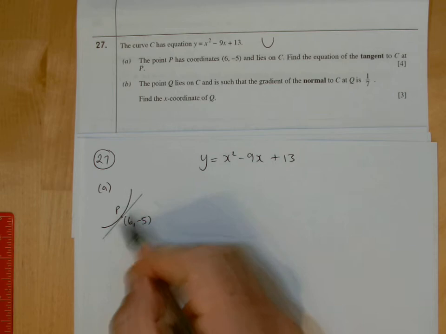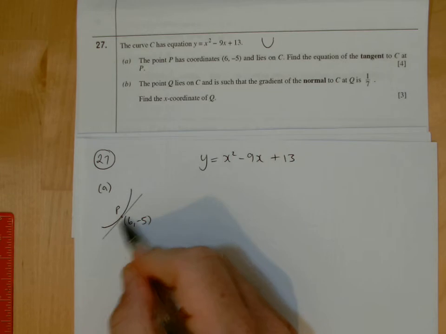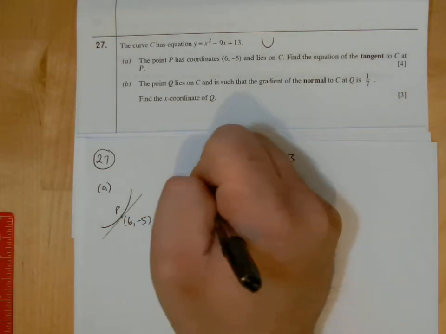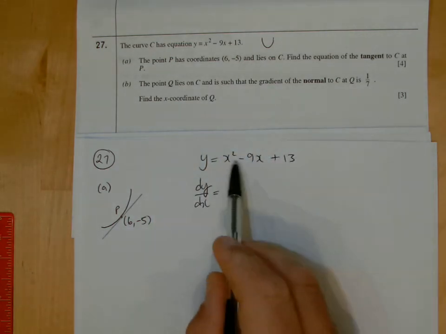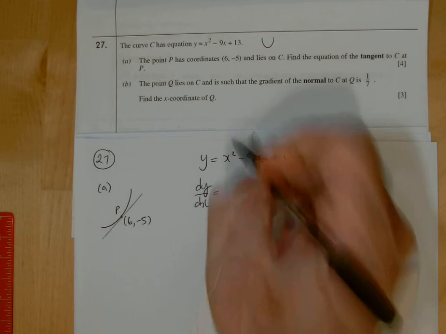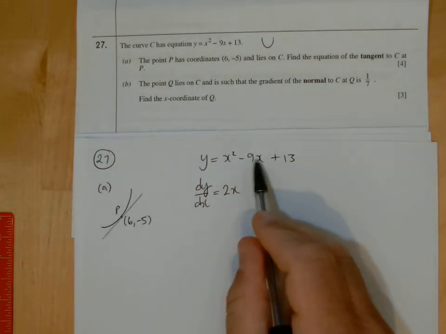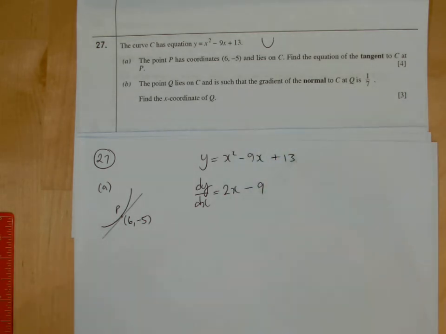Now, of course, the tangent, a straight line, and we want the equation of it, but the tangent will have the same gradient as the curve, because it's got the same slope as the curve at that particular point. That's the definition of a tangent. So what I'm going to do is work out the gradient by doing the gradient function, dy/dx. So I differentiate this, bring the 2 down, so I get 2x, and then minus 9x becomes minus 9, and the 13 just disappears.